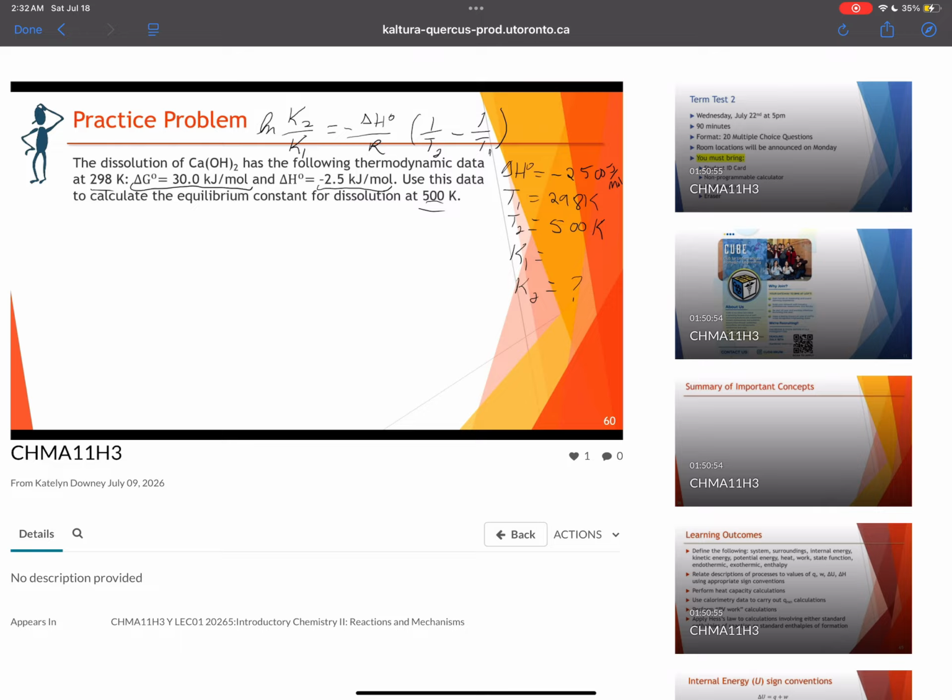Well, I'm given delta G naught, right? And I know that delta G naught is equal to minus RT ln K. A reminder that I can only use this equation when I'm at 298, when I'm at 25 degrees Celsius. I cannot use this equation at 500 Kelvin, okay? This is only for 298. I can't stress that enough.